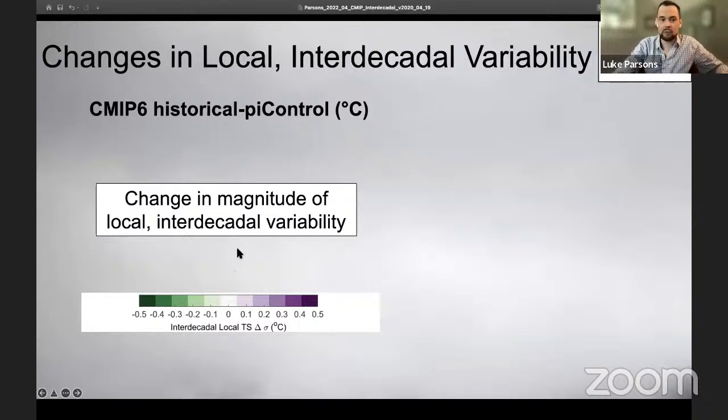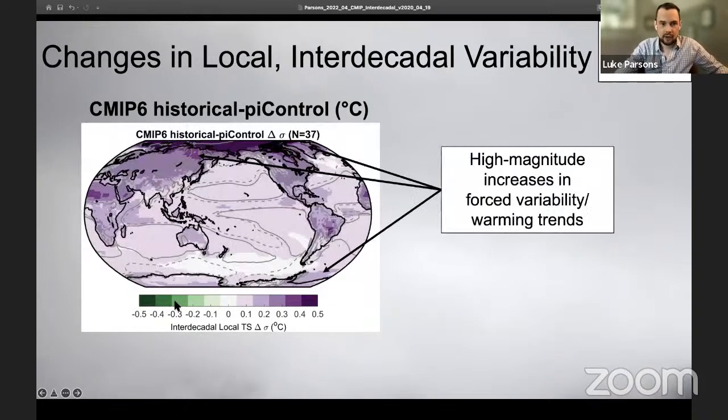So now I'm going to show you a map. The map will have purple where there are large increases in the standard deviation of local temperature variability, and green would indicate there's less local temperature variability in the historical versus control runs. So we notice that this entire map is basically purple. We have the highest magnitude increases in forced variability or warming trends specifically in the far North Arctic, right? This is Arctic amplification, and somewhat maybe over the Southern Ocean.